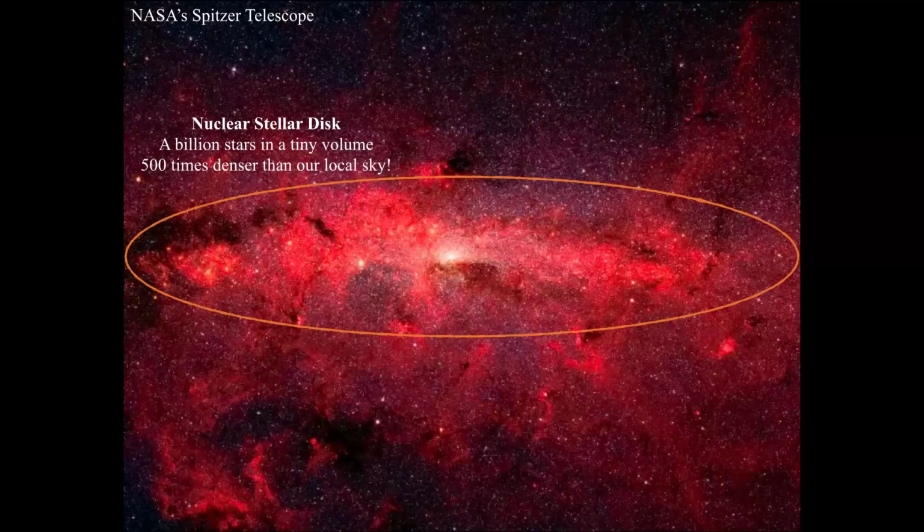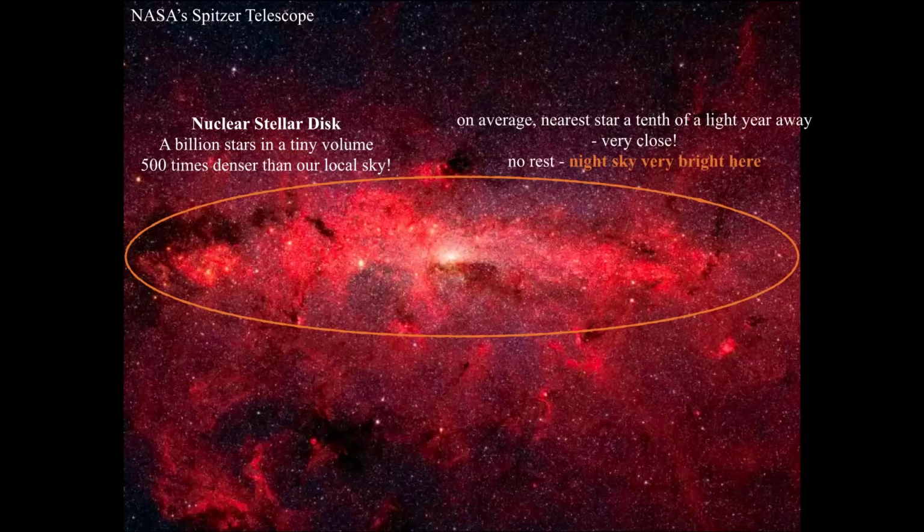We have this thing called the nuclear stellar disk. At the very center of the galaxy, it is nothing like our little part of the galaxy, our little local neighborhood. And we have something like 1 billion stars in a tiny volume. If we lived in the nuclear stellar disk, the night sky would be about 500 times as dense. There would be so many more stars. On average, the nearest star is about 1/10 of a light year away. Something like 40 times closer, 30 times closer. And so you would get no rest. The night sky would be very bright here and very striking.